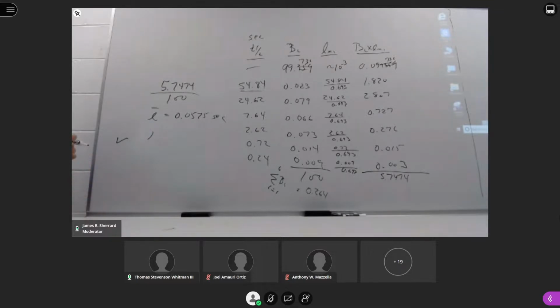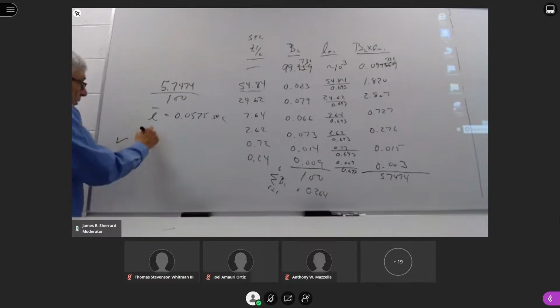Okay, but I guess my question is, given the values that we were on the quiz, we would have divided by that total, not by 100, to get our answer. Is that correct? For getting L bar, which is the average neutron lifetime, which is considering all the groups, all 7 groups, you would divide by 100.